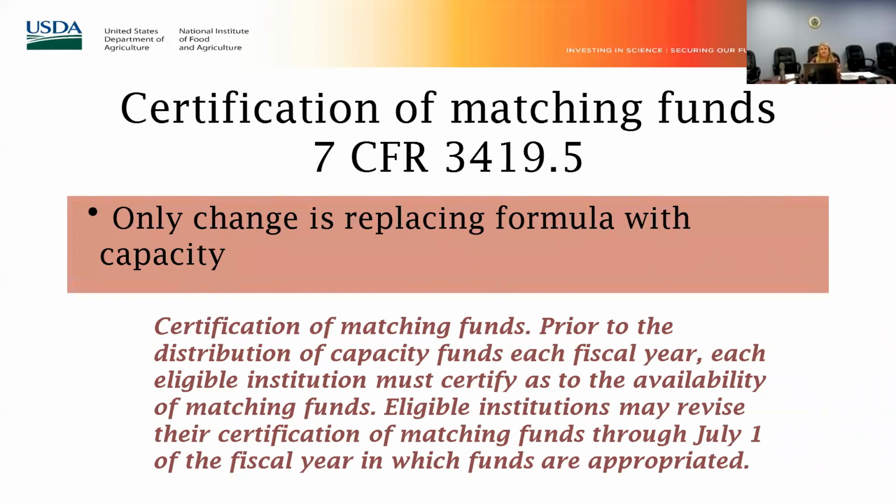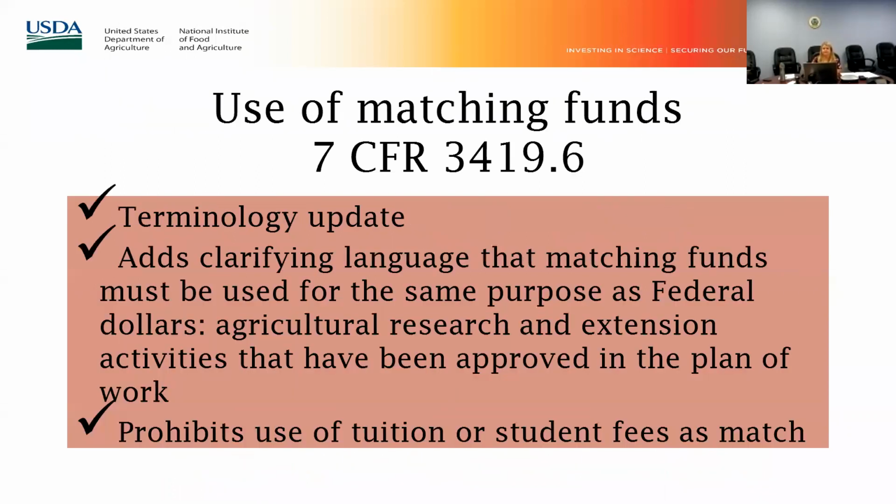So when we get to the next section, that's 7 CFR 3419.5, the only change we made to this section was replacing the word formula with capacity, and that has to do with the certification of matching funds. In 3419.6, we updated the terminology. Again, so that we were replacing the word formula with capacity.